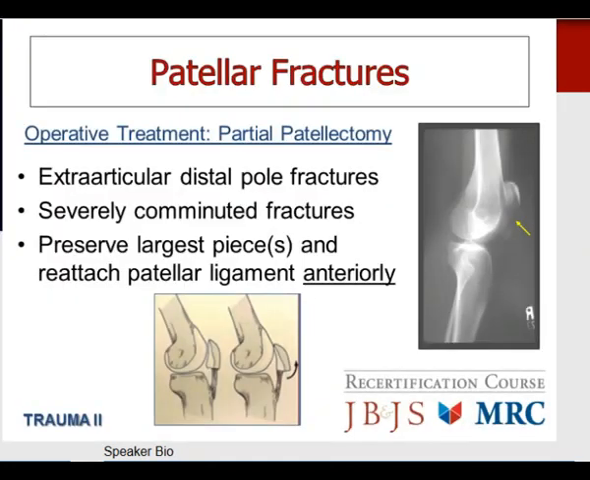Partial patellectomy is the treatment of choice for extra-articular distal pole patellar fractures, remembering that approximately the distal 30% of the patella is extra-articular. The technique involves, for severely comminuted fractures, removing the comminuted pieces distally, preserving the largest pieces of the patella, and reattaching the patellar ligament anteriorly, not along the articular margin posteriorly, but anteriorly, to prevent the phenomenon of patellar tilt.